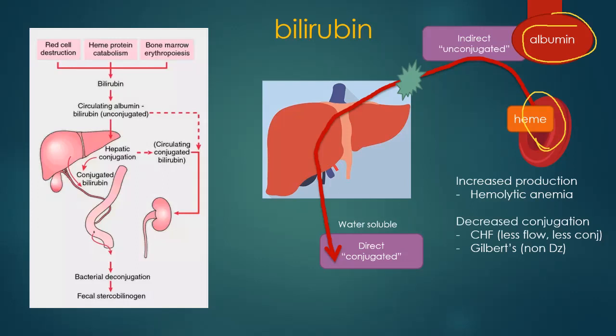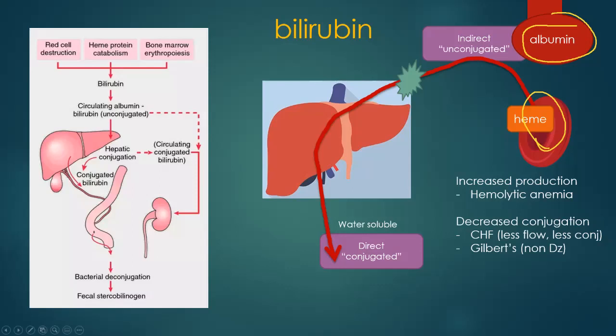So if we have a problem with our indirect or unconjugated bilirubin, think about problems that have nothing to do with the liver. For example, we have hemolytic anemia, where too many heme groups are breaking down and they can't be bound to the albumin to get to the liver because there's just too many. Another option is that we're just not conjugating, we're not combining it with the albumin enough. Like we don't have as good blood flow, like in congestive heart failure or in Gilbert's disease.